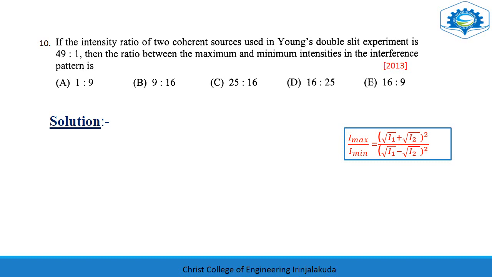Here you can see in the question, the intensity ratio of two coherent sources is given. So you should remember the equation connecting intensity ratio. This is the required equation: I max divided by I minimum equals (root I1 plus root I2) whole square divided by (root I1 minus root I2) whole square.